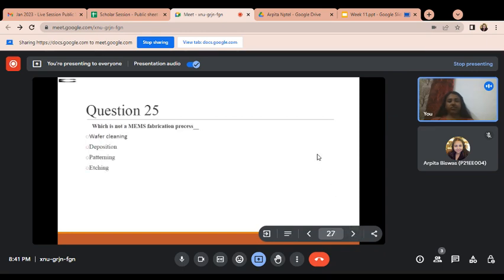Next we are moving towards question number 25: which is not a MEMS fabrication process: wafer cleaning, deposition, patterning, or etching?